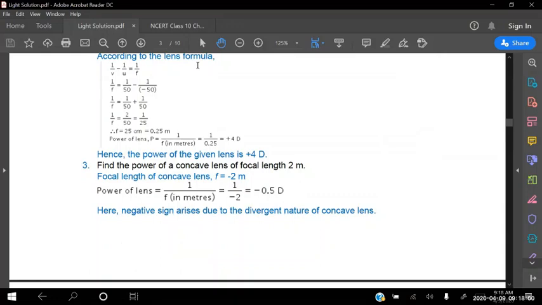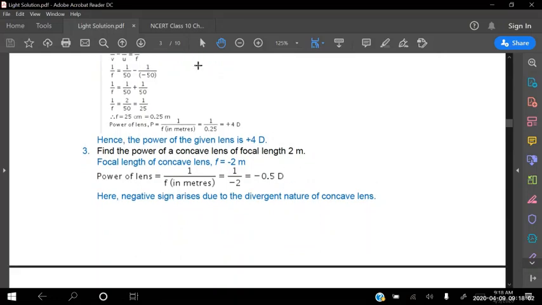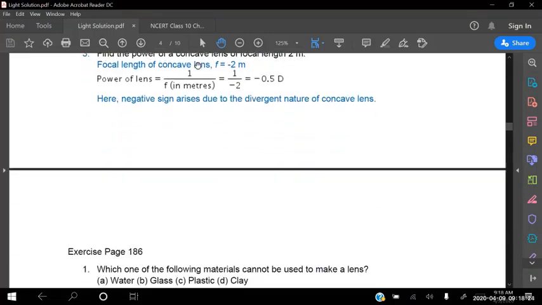Find the power of a concave lens of focal length 2 meters. Now, you know, power of a lens is reciprocal to the focal length. So it will be 1 upon 2. 1 upon 2 is 0.5 diopters. And you know, when you are writing diopters, you have to write the focal length in meters only. You will never write your answer in centimeter. If it is in centimeter, convert first into meters only.